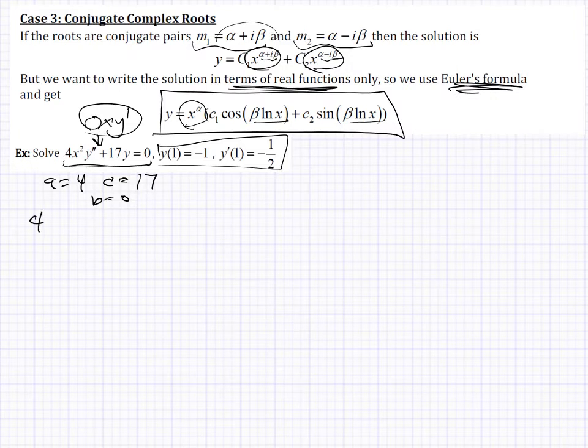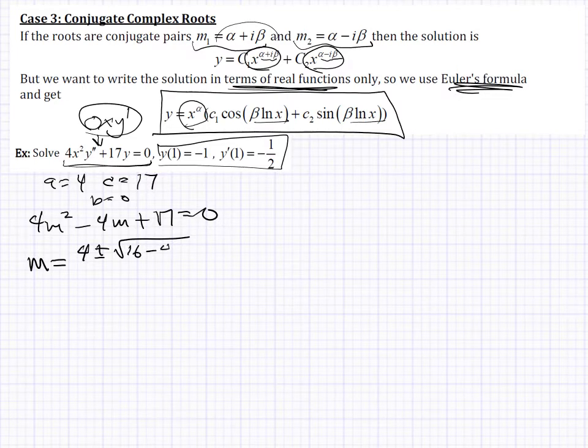So we're going to get 4m squared minus 4m plus 17 equals 0. Then we can use the quadratic formula to solve for m, in which case we're going to get 4 plus or minus the square root of 16 minus 4 times 4 times 17, all over 2 times 4.